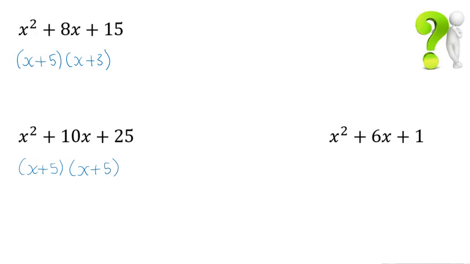But if we look at this last expression here, I'm looking for two numbers that multiply to give 1 but add to give 6. The only things that multiply to give 1 are 1 times 1, but 1 plus 1 does not equal 6. Therefore, with this expression, we must complete the square in order to factorise.